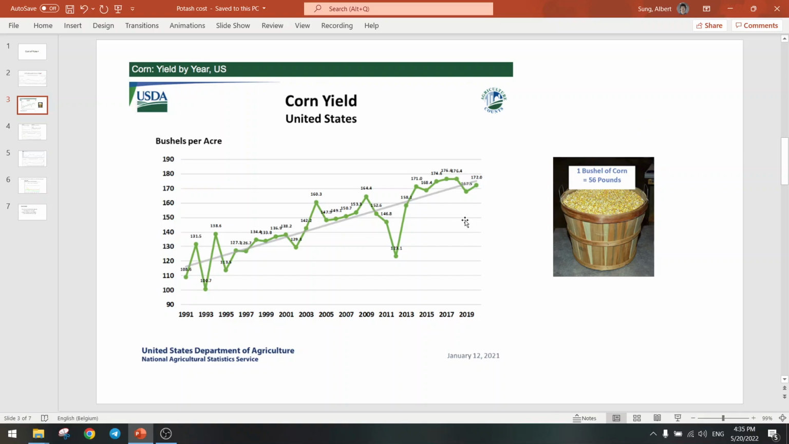Now, when you apply potash on the field, it will increase the yield by about 10%. So for example, if we have 150 bushels per acre on a field, then it will go up by 15 bushels to the 170 here. Okay, so keep that number in mind. It's about 15 bushels per acre.